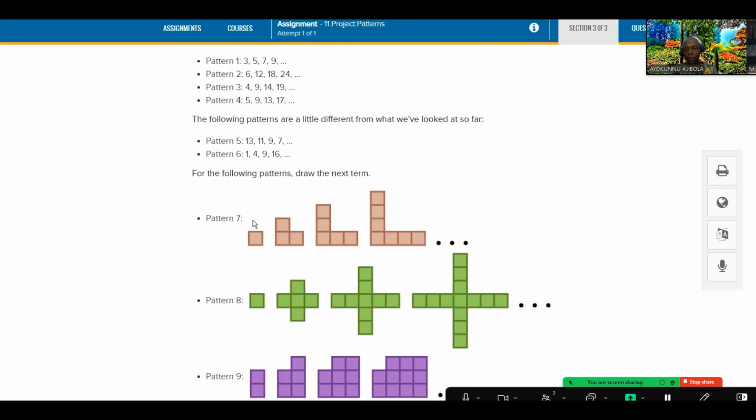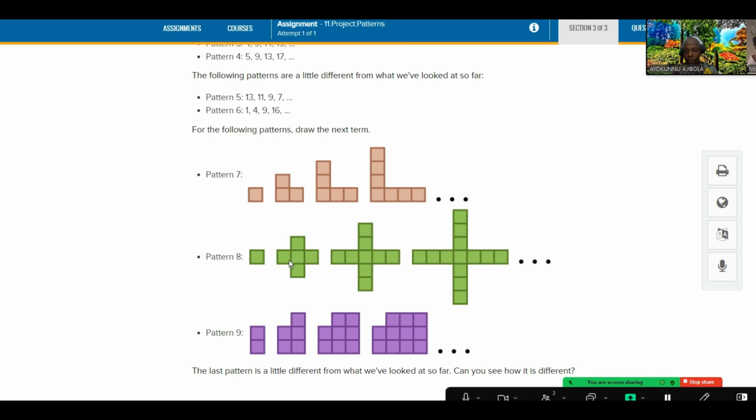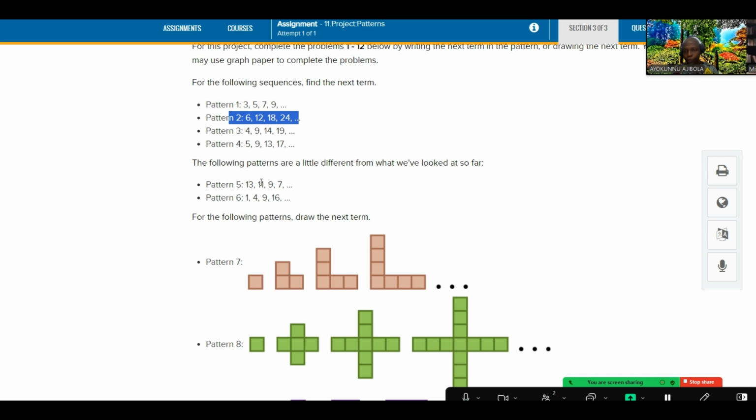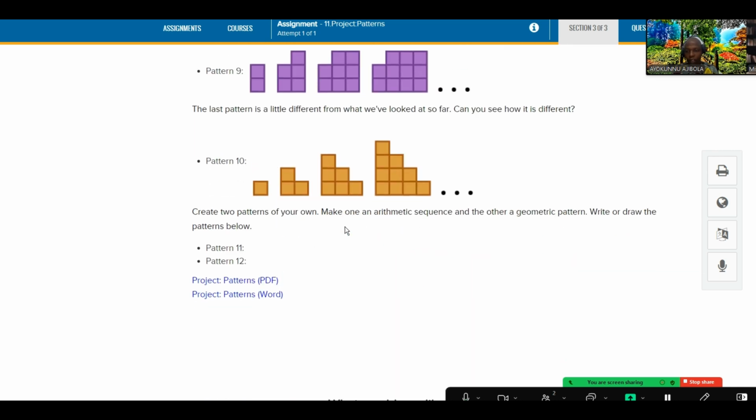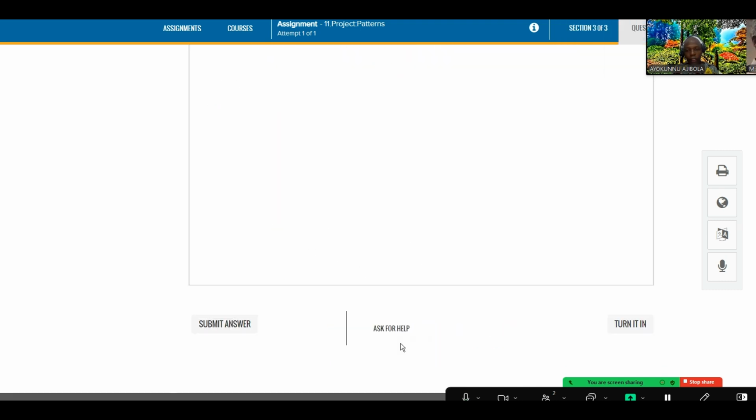So let's go to the next section. We can see various patterns here. This is a pattern: 1, 3, 5, 7, 9. You can see them on the grids. Then 2, 6, 12, 18, 24. You can see this pattern, which is 1 here, then 1, 2, 3, 4, 5 here, then 1, 2, 3, 4, 5, 6, 7, 8, 9, 10. That's a pattern, and this is another pattern. So there are various ways we can work with patterns. Is that clear? Yep.